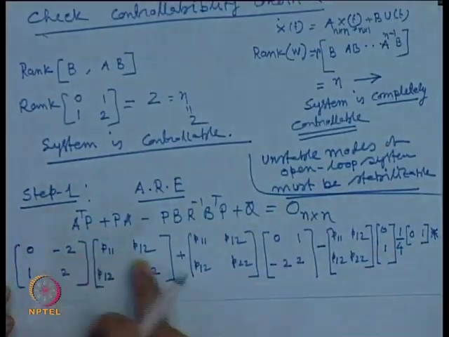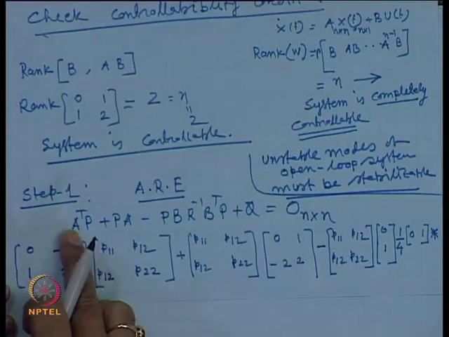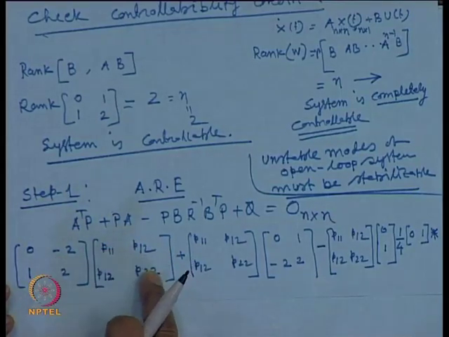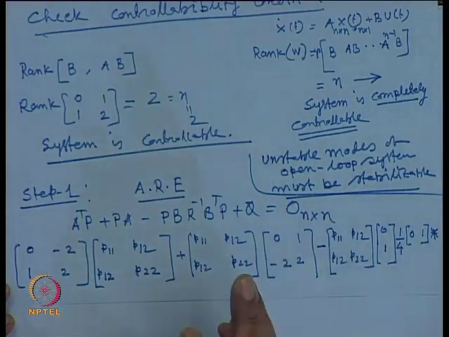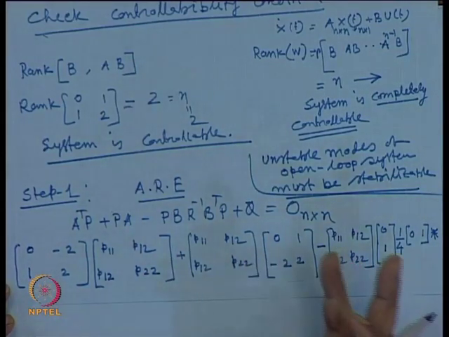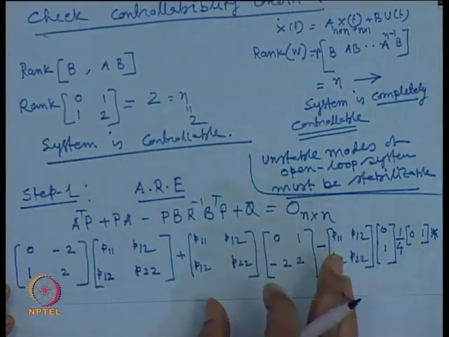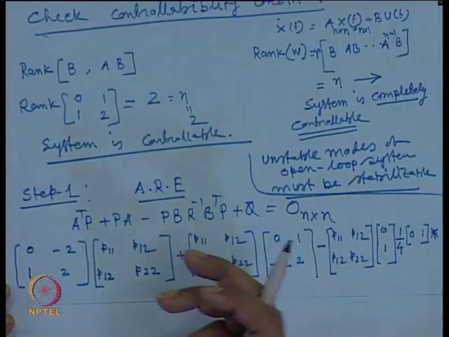Okay? Now you multiply these. For A transpose P, there are 3 unknowns and at least 3 equations, so we will be able to solve. But when you equate the left hand side to the right hand side, you will get, in general, a nonlinear algebraic Riccati equation, which we have to solve.